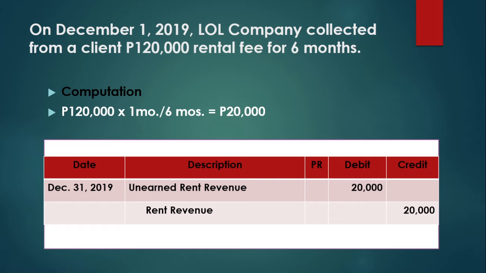That would be the end of the first part of adjusting entries. There will be a second part ng adjusting entries.